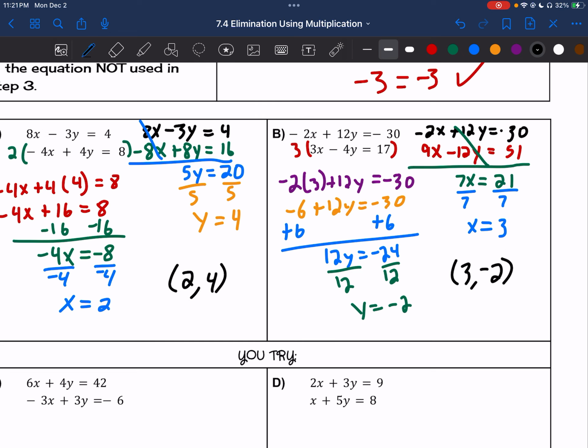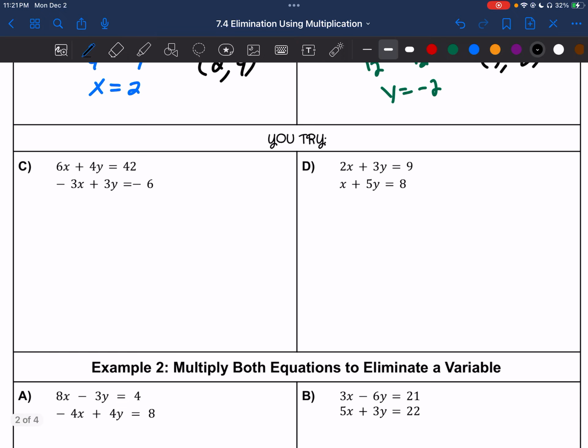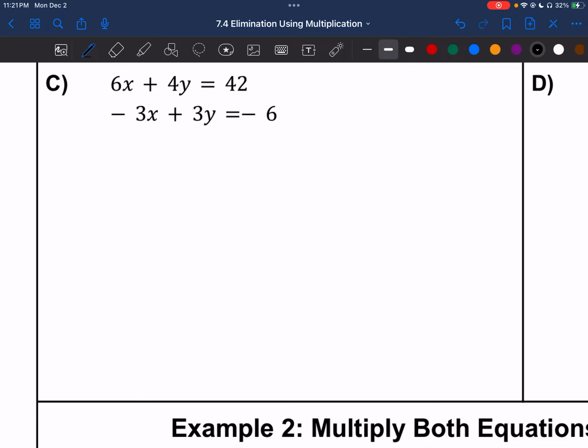Okay, now I want you to try letters C and D on your own, and then compare your work against mine as I go over them.